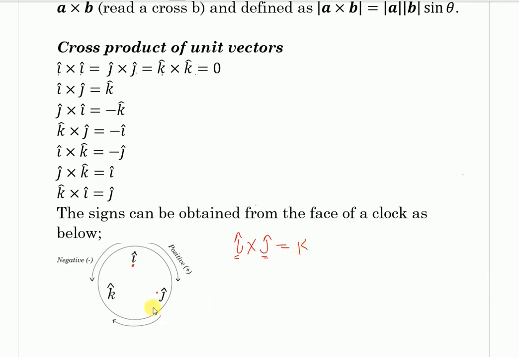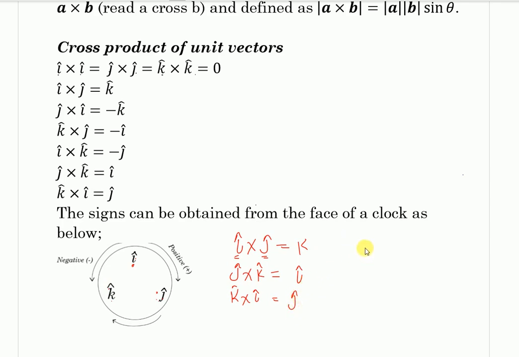What about when you have j cross k? J crossed with k, what do we get? J cross k, you get i, and it is also positive because from j to k you are moving in the clockwise direction. Then what about when you have k crossed with i? You see that from k to i, it is also clockwise, so it is positive, and we have j.